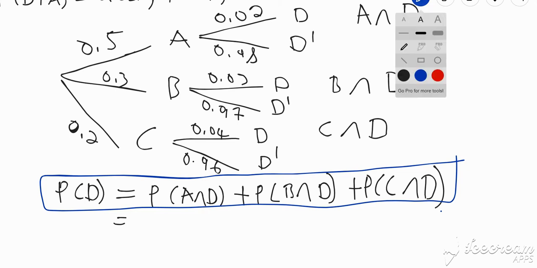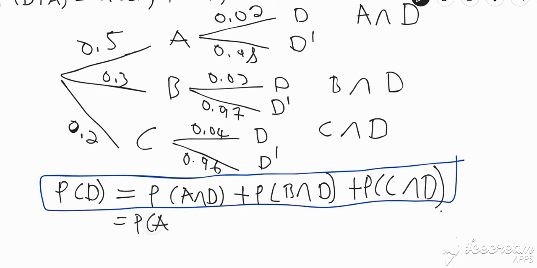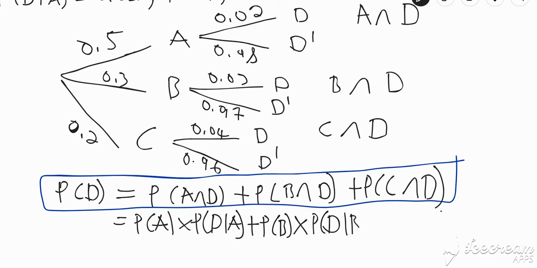So we could really say that this becomes the probability of A times the probability that it is defective given that it is produced on machine A, plus the probability that it is produced on machine B times the probability that it is defective given that it's produced on machine B, plus the probability that it's produced on machine C times the probability that it is defective given that it is produced on machine C. And we had written out all of this information in the initial stages. So all I need to do now is simply just populate the formula.